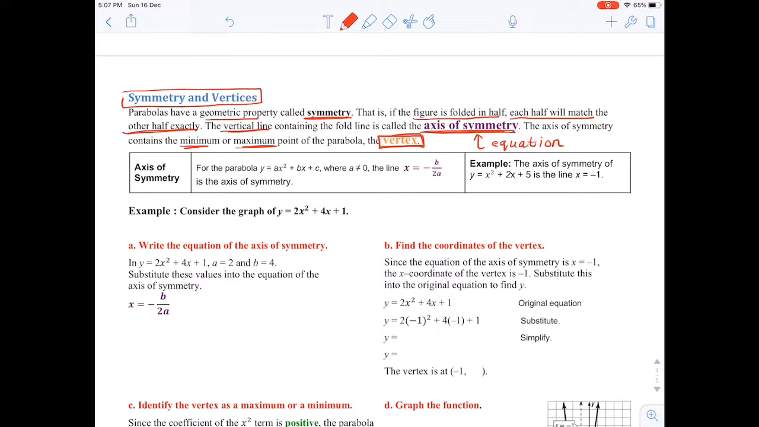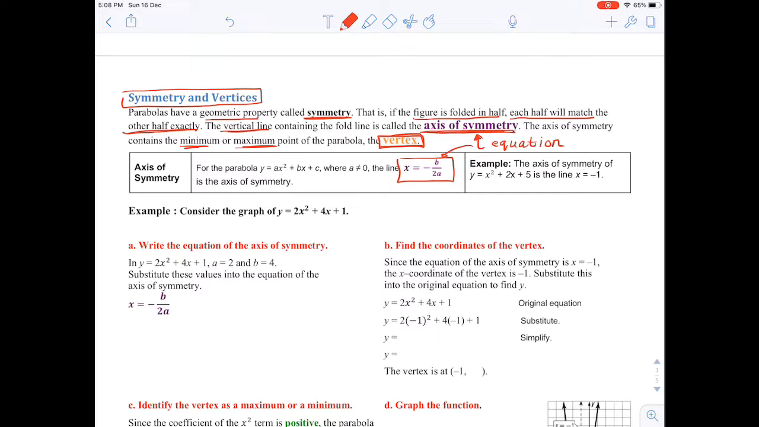And that equation is right here in this box. This equation right here, x equals -b divided by 2a, is the equation for the axis of symmetry. Why do we need it?